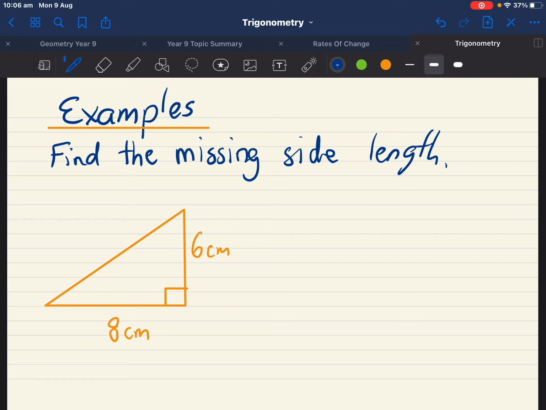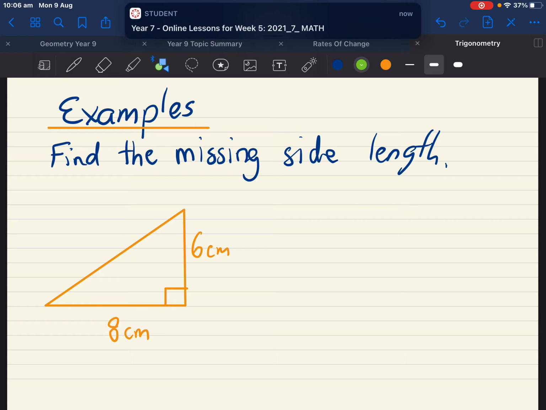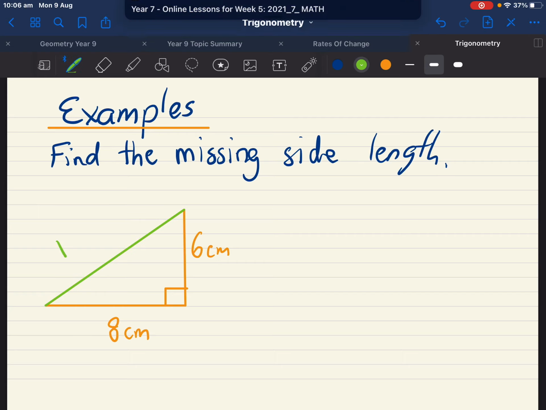Alright, so for this one here, we can see we've got a right-angled triangle. We know the length of two of the sides. One of the sides is missing. In this particular case, it's not just any side. This is what we call the hypotenuse, right? It's the longest side of a right-angled triangle. It gets a special name, the hypotenuse, and we will actually need that for trigonometry. Anyway, we're just trying to find the length of this missing side.